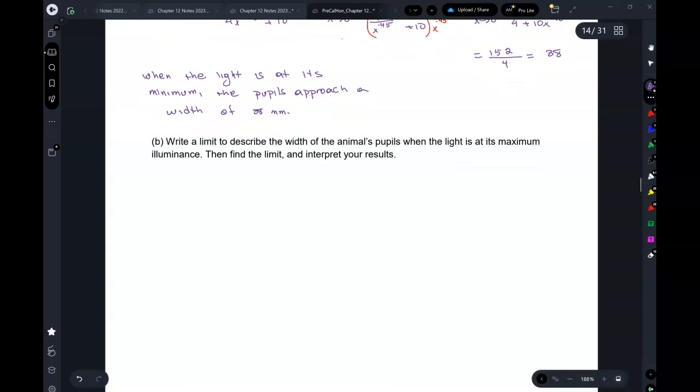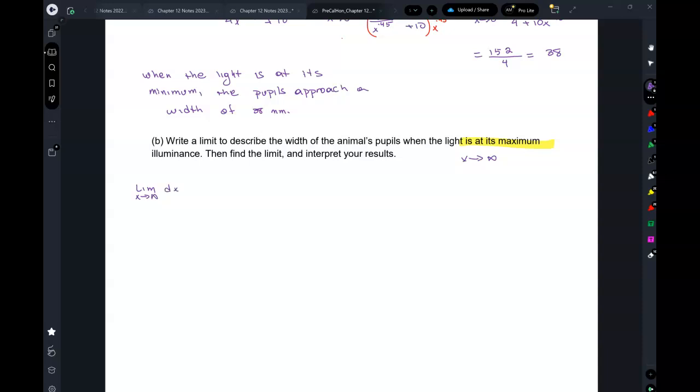Okay, next, write a limit to describe the width of the animal's pupils when the light is at its maximum. So now we want x approaching infinity. Then find the limit and interpret your results. Okay, so now we want the limit as x approaches infinity of d of x.